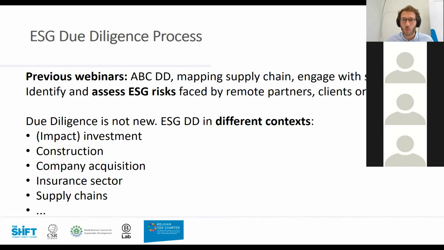And today we want to explore how to identify and assess environmental, social, and governance risk. We often forget about the governance, but it's also important. These are the risks faced by remote partners, clients, and suppliers. Remote because often those risks are faced in other countries abroad, often in southern countries in Africa, Asia, or elsewhere. So we have to do it remotely with the tools and means that we have with our computer. But sometimes it's also needed to go on site.